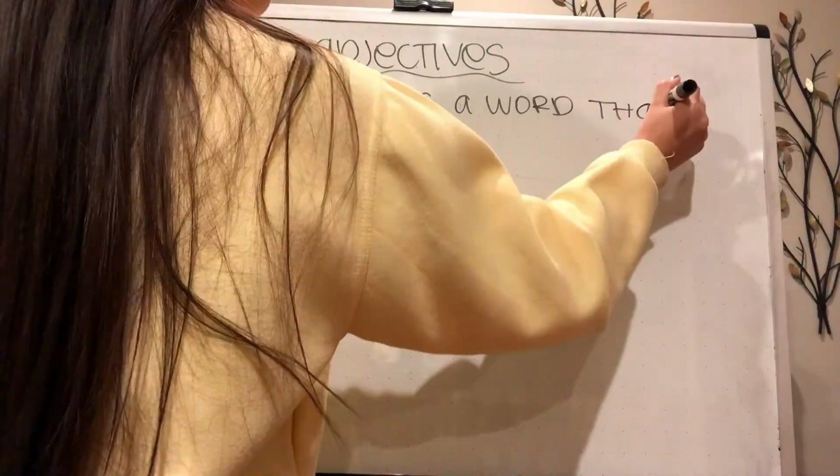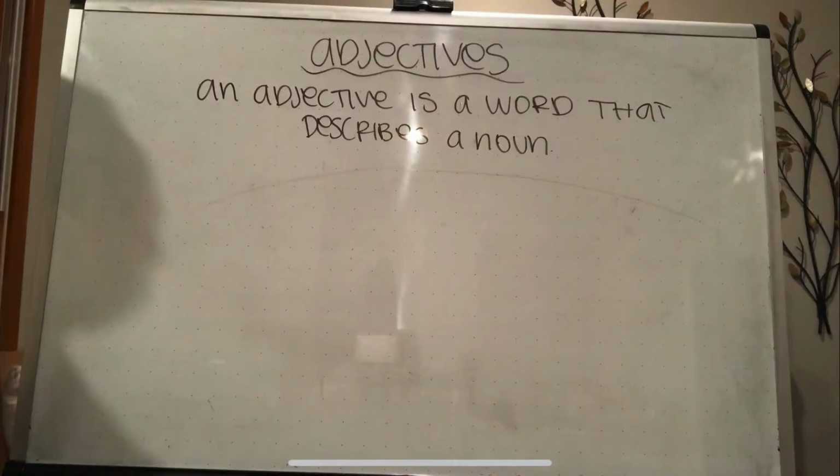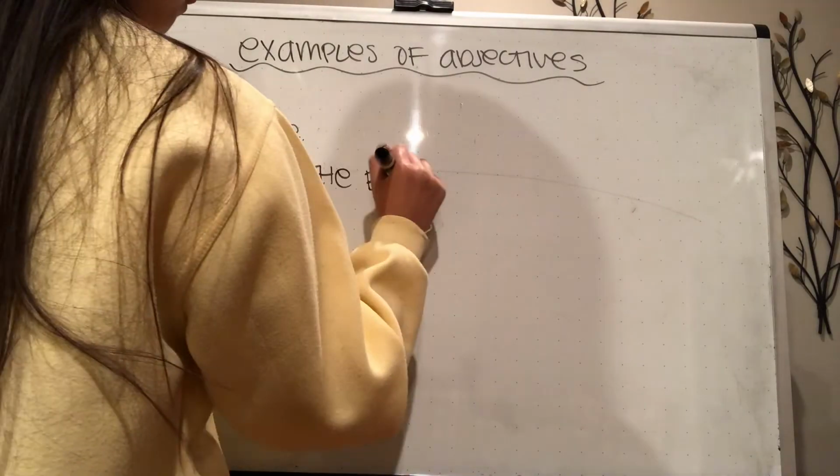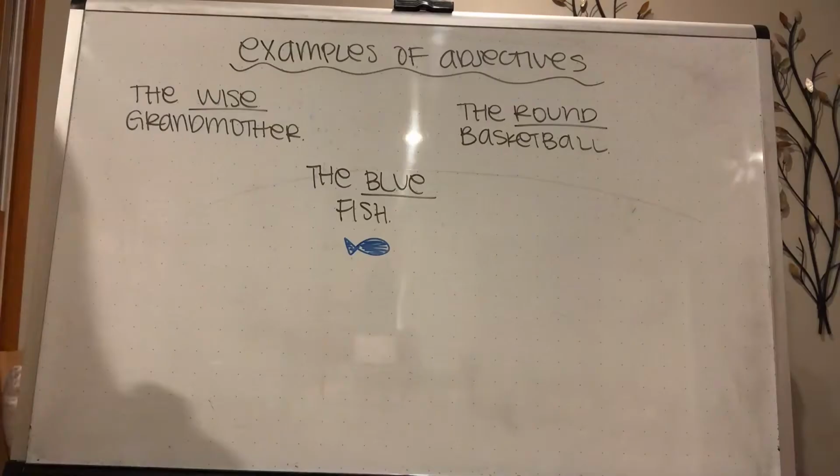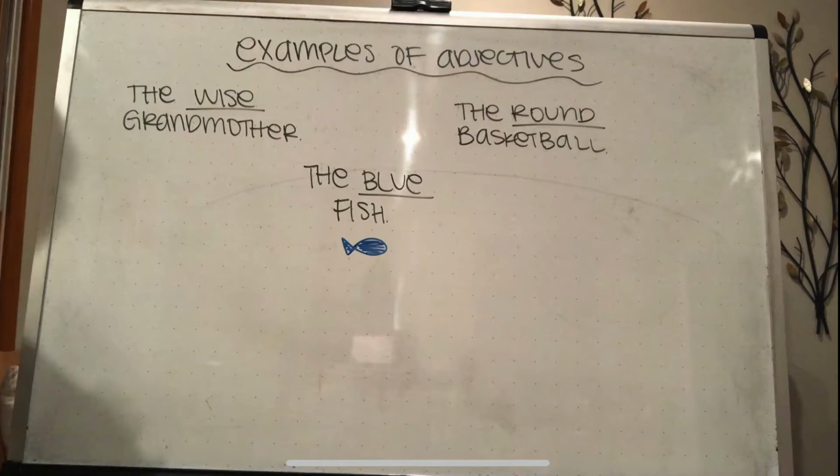Lastly, we have adjectives, and an adjective is a word that describes a noun. An example of an adjective is the wise grandmother. Wise is the adjective because it's describing a characteristic of the grandmother. The next example is the blue fish, and blue is the adjective because it's describing a characteristic of the fish. The last example is the round basketball, and round is the adjective because it's describing a characteristic of the basketball.